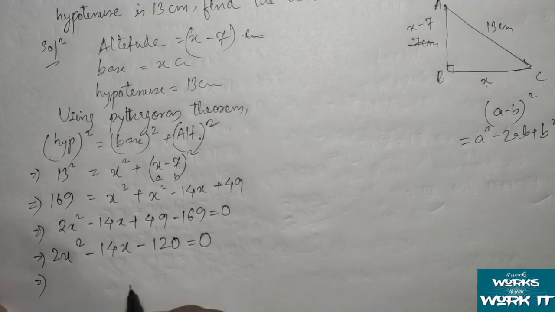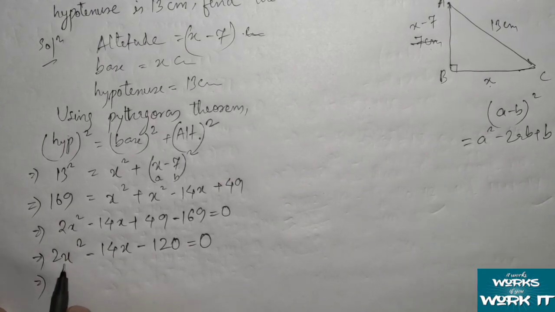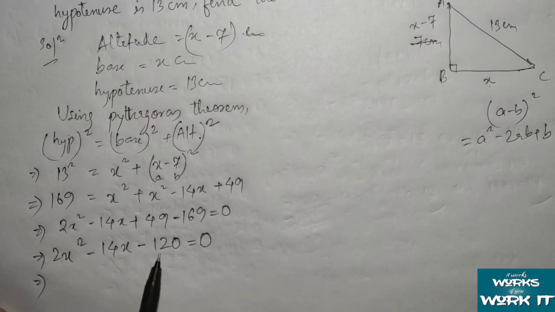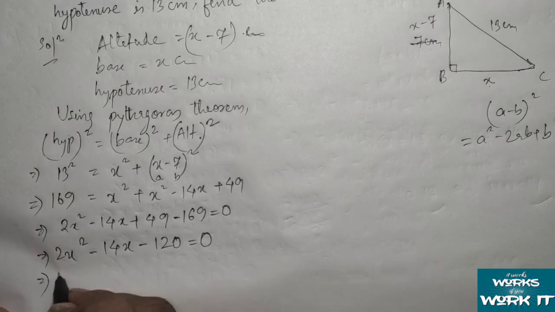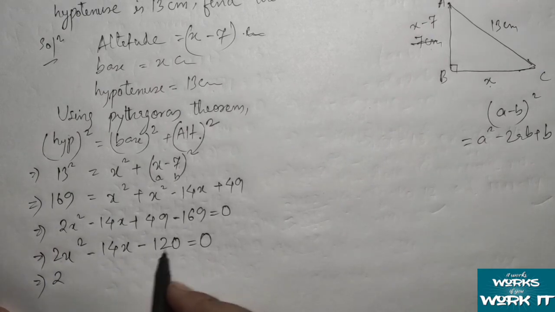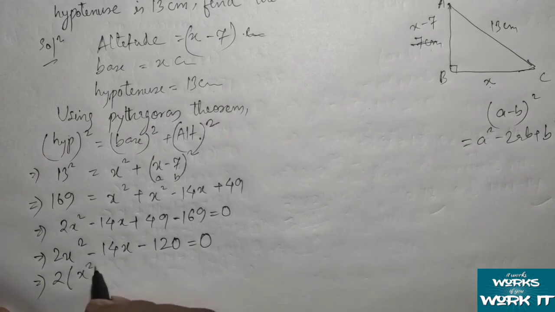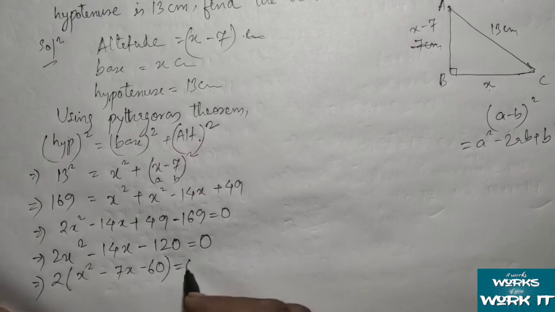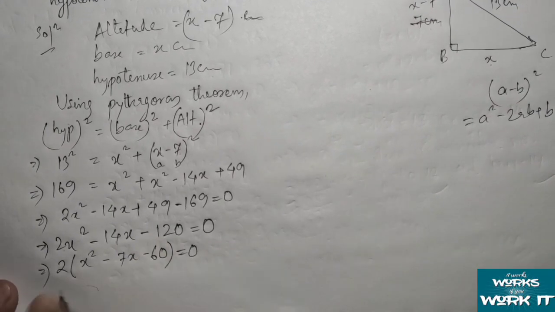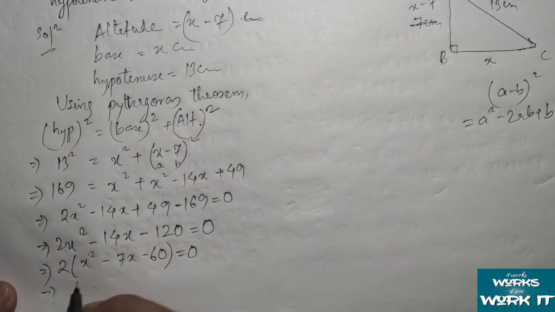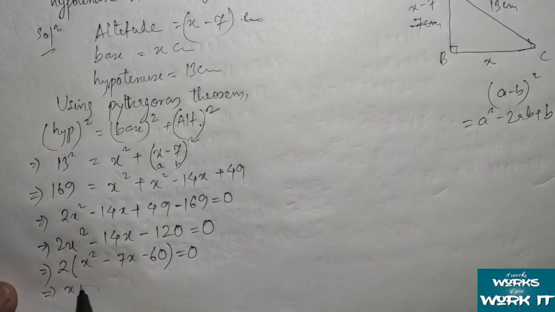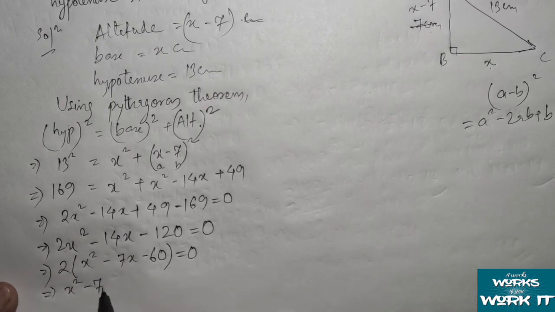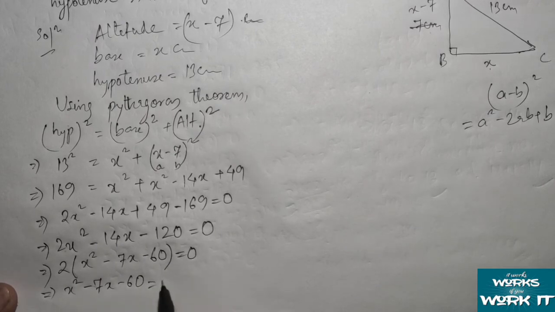So again in the next step, if you see the numbers here, coefficients 2, 14 and 120. So we can take common, what can we take common from these three terms? 2. So it will give us x square minus 7x minus 60 equal to 0. So I'm sending this 2 to the right hand side, so it will become 0. So our equation will be x square minus 7x minus 60 equal to 0.